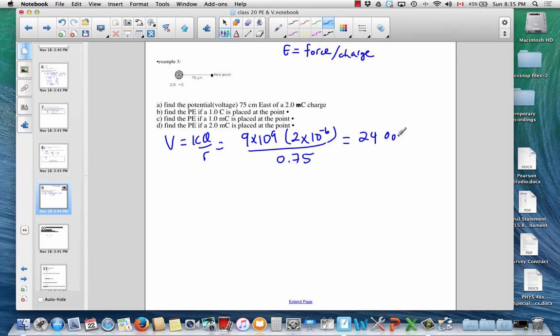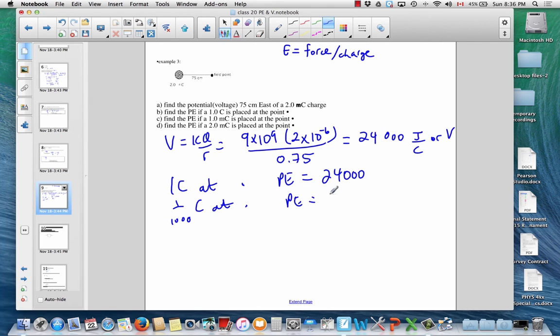Now this energy field is 24,000 joules per every coulomb, or volts. And what does that mean? Well, if you put 1 coulomb at that field point, your potential energy is 24,000 joules. That's what this ratio tells us. If you put a millicoulomb there, at that field point, then your potential energy is 24 joules. If you put 2 millicoulombs there, so 2 1,000ths of a coulomb at that field point, then your energy is 48 joules.